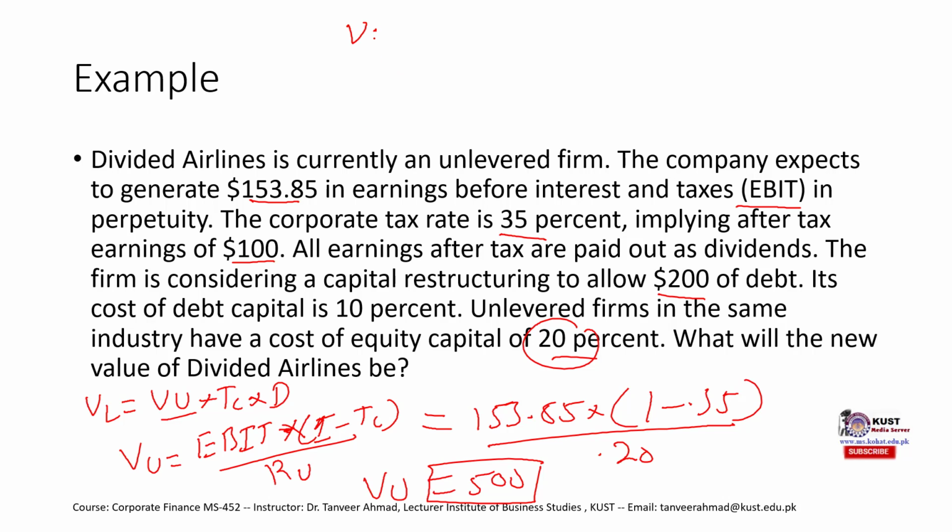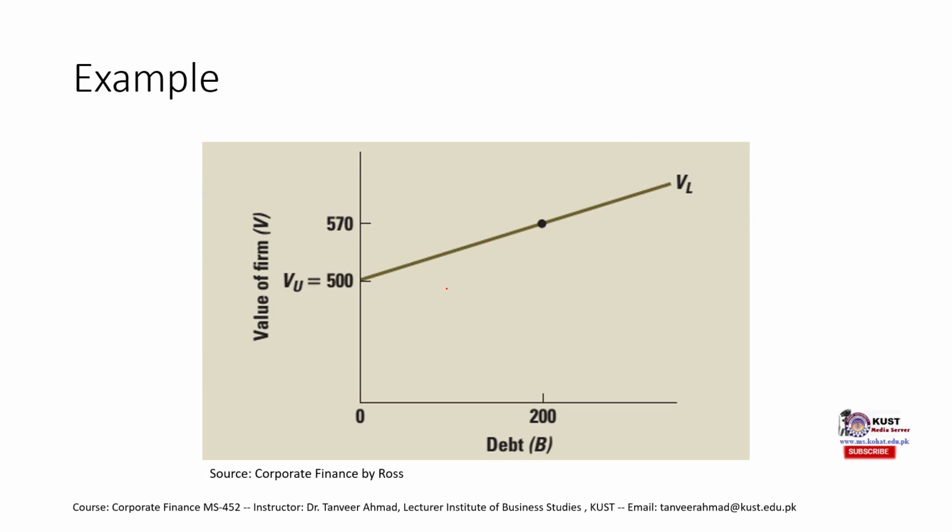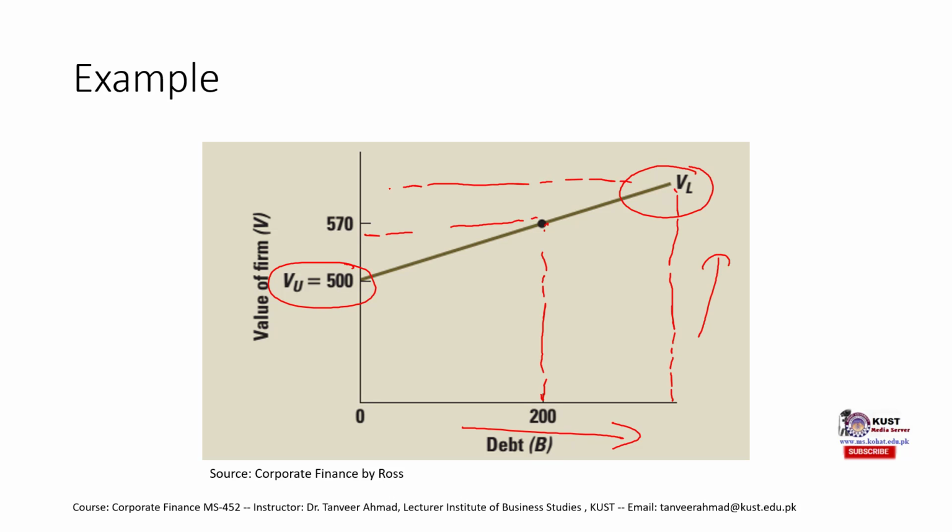Now we need to calculate value of leveraged firm, so that would be 500 plus the tax rate, which is 0.35, times the debt amount, which is 200. So the value of leveraged firm turns out to be 570. So now we know value of leveraged firm is greater than value of unleveraged firm. If we draw this graphically, as debt increases, the value of the firm is increasing. The value of unleveraged firm was 500, but the value of leveraged firm is 570, right? If the debt is 200. And if we increase the debt, then the value of the firm would also increase.